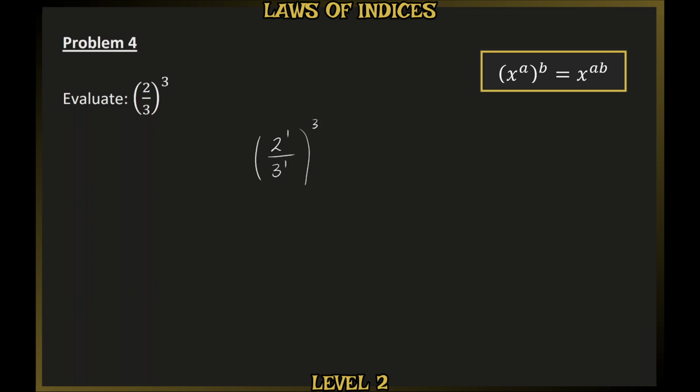So applying that law here, we can start by multiplying together 1 and 3, which gives us 3. So our numerator becomes 2 to the power of 3. Similarly, in our denominator, 1 times 3 is 3, so our denominator becomes 3 to the power of 3. Now since 2 cubed is 8, and 3 cubed is 27, we have our final answer, which is 8 over 27.